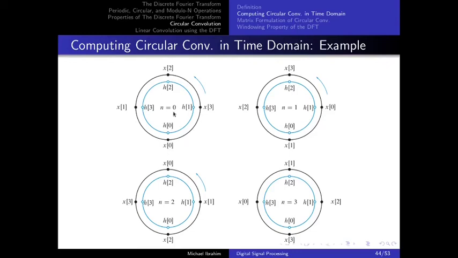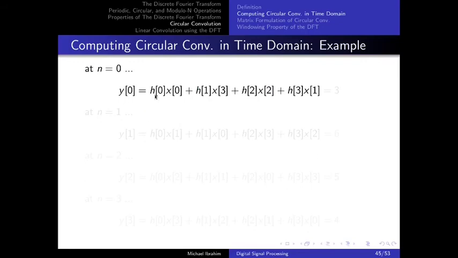And first we will do n equal to 0. n equal to 0 will give us x of minus m, which is circularly folded x of n. So x0, x3, x2, x1. So the inner circle is h of m, and the outer circle is x of minus m. Now they are multiplied together, which will give us x0 times h0 plus x3 times h1 plus x2 times h2 plus x1 times h3.